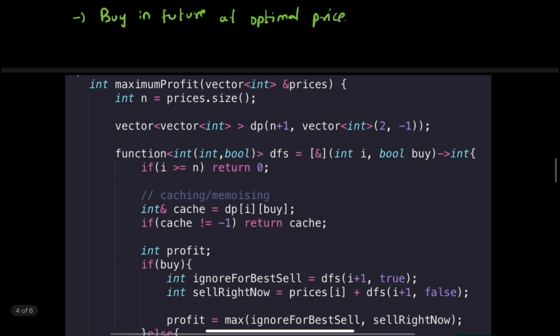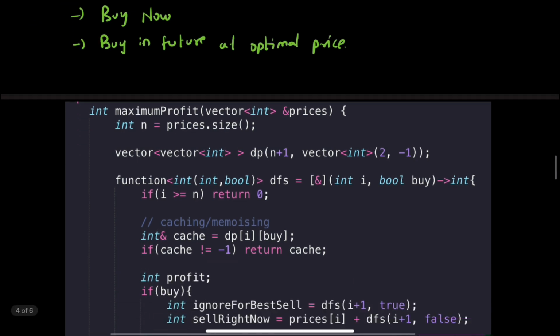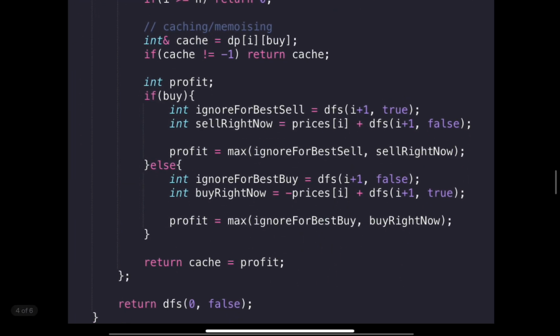Now in sell, what we have is either to buy now or buy in future at the optimal price. So we are doing two steps. Ignore for best buying, that is, we were selling, right? So we'll move to the next index and keep the variable as false, that is, we are still not ready for selling right now, we'll sell it in future. But if you want to buy right now, then take these prices.